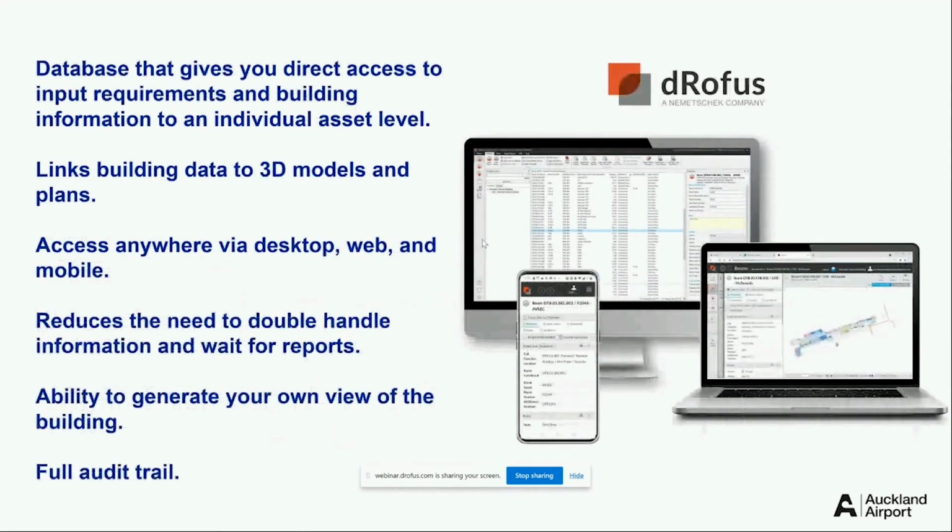And so the key features are that dRofus gives us direct access to input requirements at an individual asset level. So it's not giving a whole list of requirements in a sheet to architects to then feed into a model that they then give back to us, and we've got to then trawl through the whole model to figure out if they've delivered what we need. And in many cases, a lot of what we need doesn't need to be modeled.